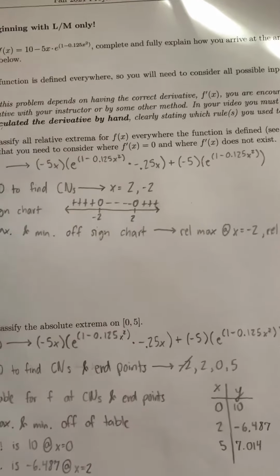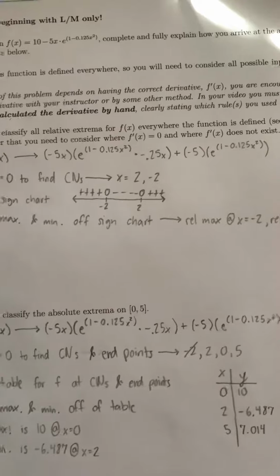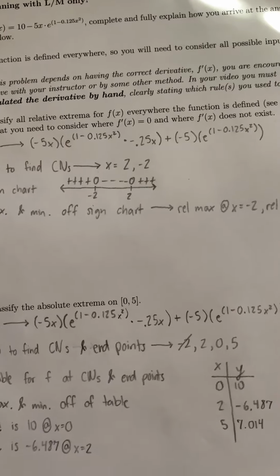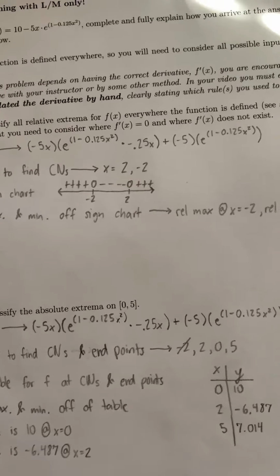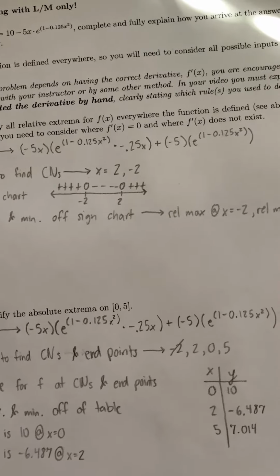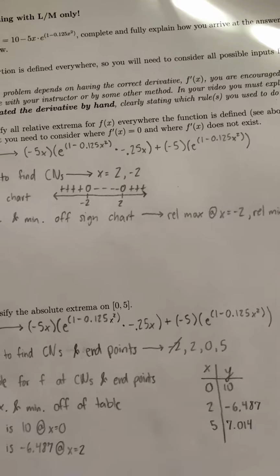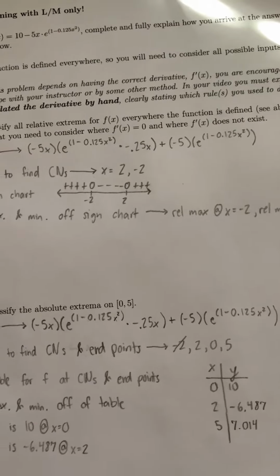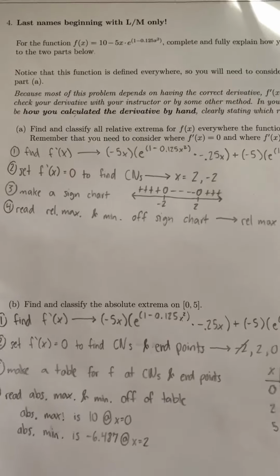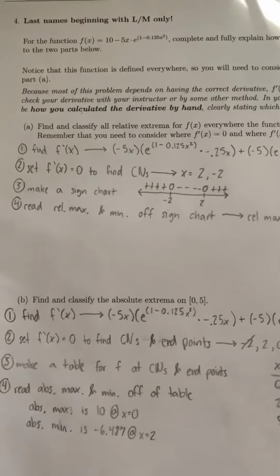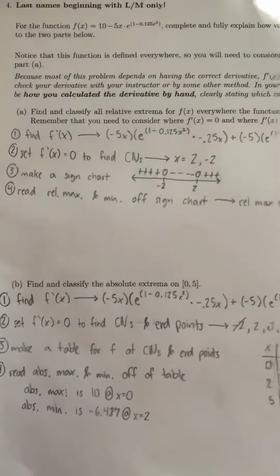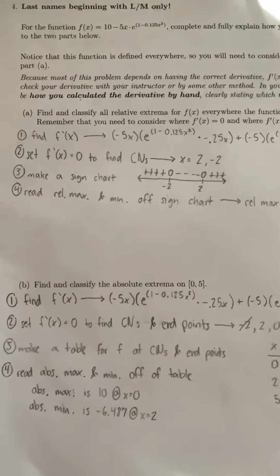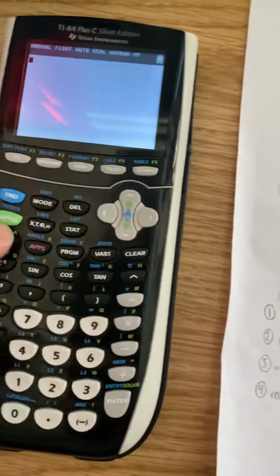And I found this to be the derivative, which is negative 5x times e to the 1 minus 0.125x squared times negative 0.25x plus negative 5 times e to the 1 minus 0.125x squared. The next step to find the relative extrema is to set the derivative to 0, and that is to find the critical numbers. And you find that by putting it into solver.